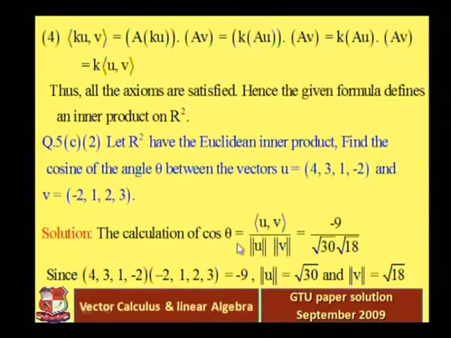So the calculation of cos theta is equal to inner product uv upon norm u norm v, that is equal to minus 9 upon under root 30 under root 18. Okay.